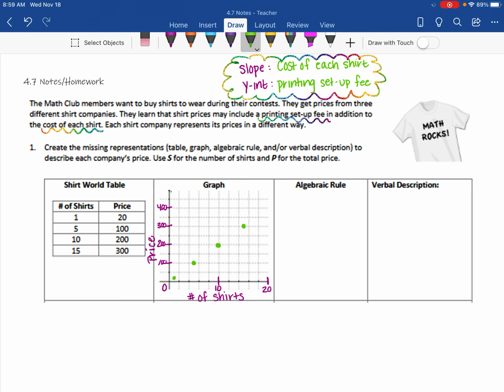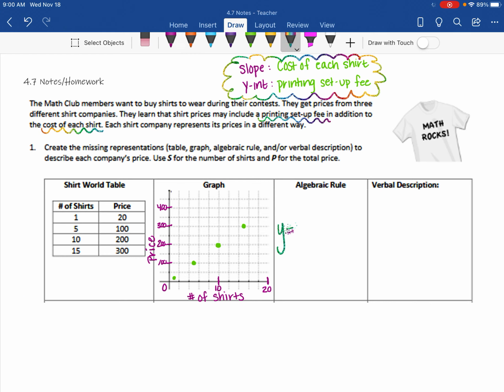And you want to make sure that your graph is showing a line. This is a linear function, so it should look like a line. And you can connect those if you want, but you do not have to. Okay. Next thing we're going to do is write our rule.